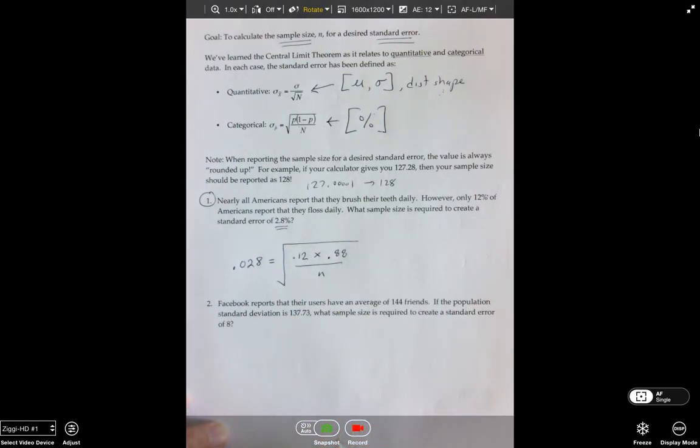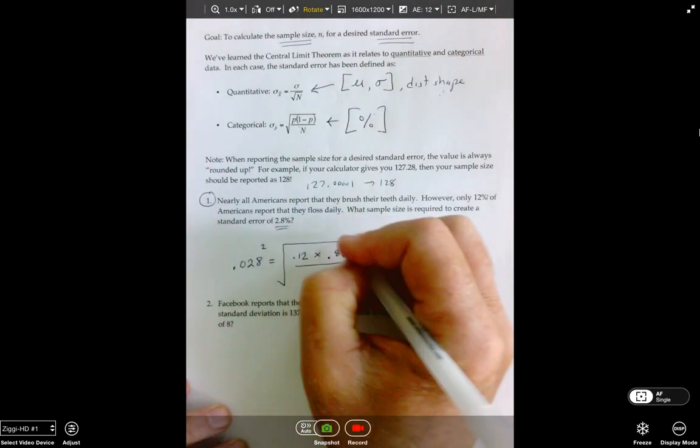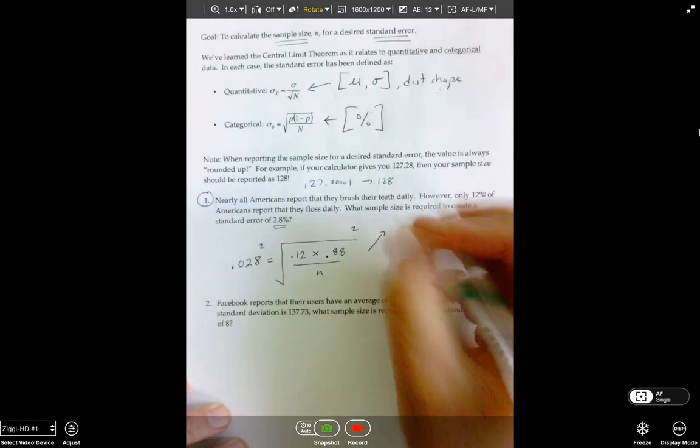Well, what have we done before? Have we ever seen a problem like this before? Absolutely. We squared both sides.